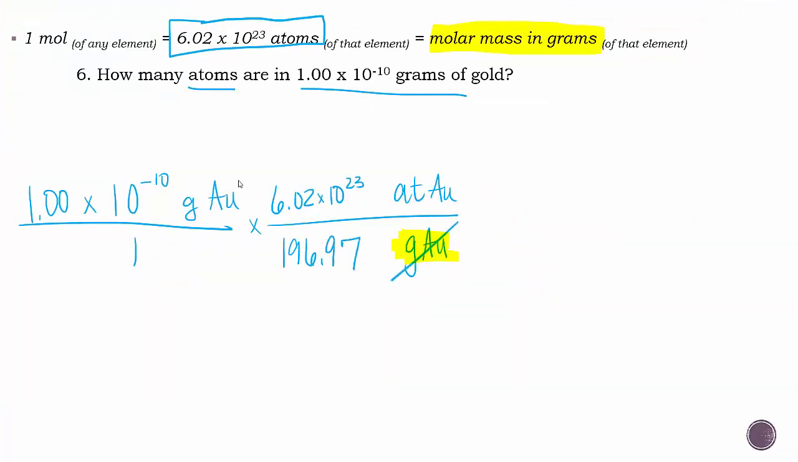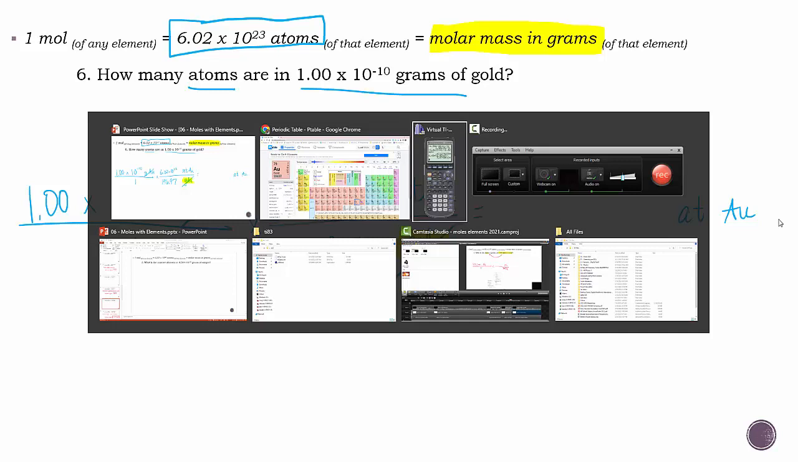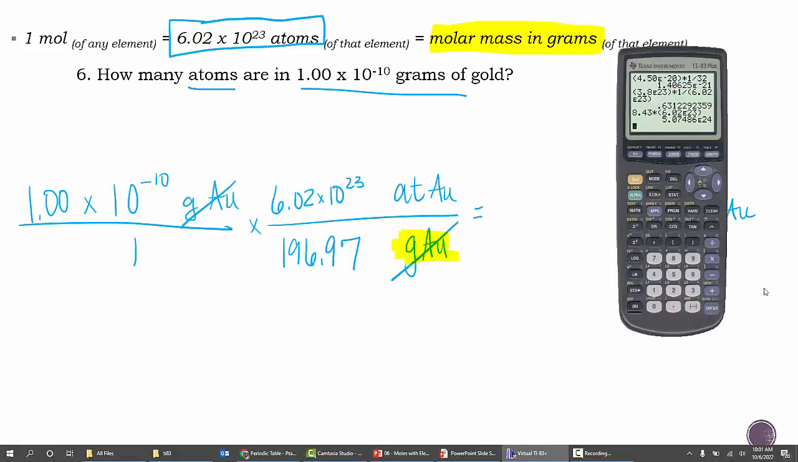All right, and so grams of AU cancels. Atoms of gold is what remains, and we're ready for our last calculation. Okay, we're going to open parentheses, 1.00 times 10 to the negative 10, close parentheses, times, open parentheses, 6.02 times 10 to the 23rd, close parentheses, and then divided by 196.97, the molar mass of gold.